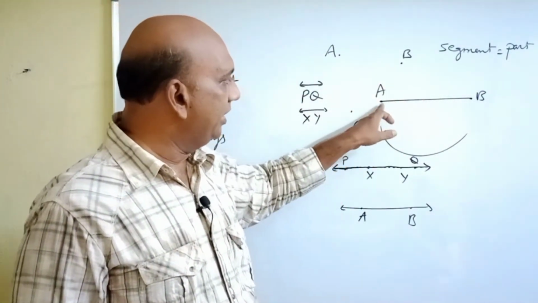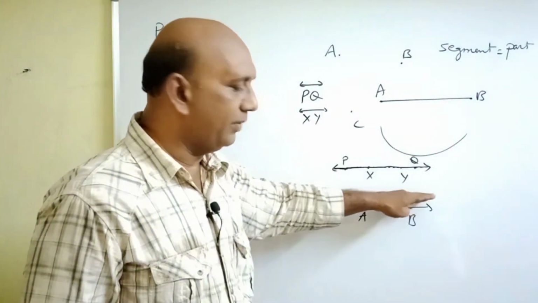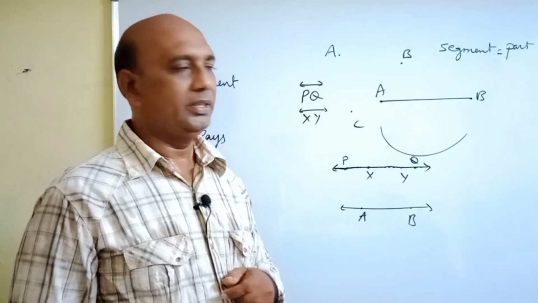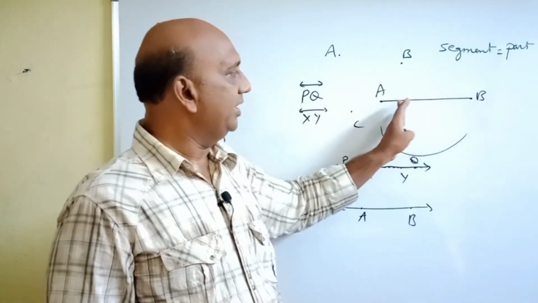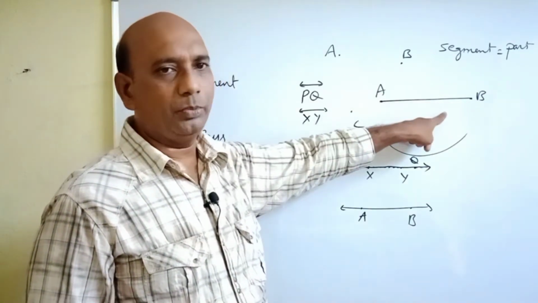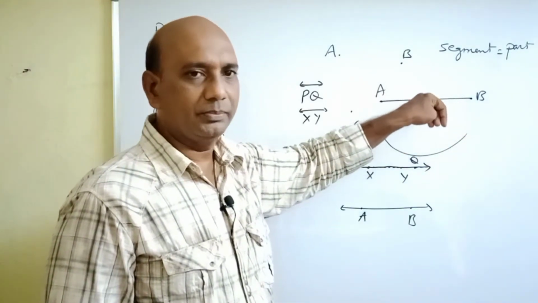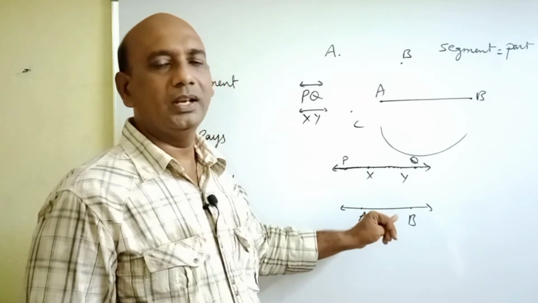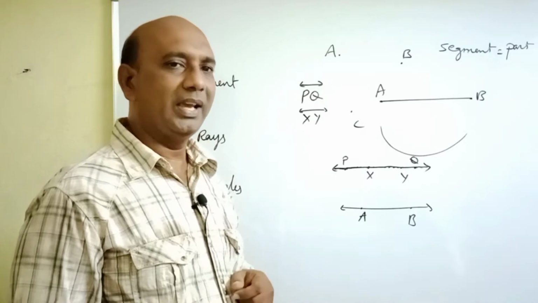So this side A is the end point and that side B is the end point. This is a part of a line. A part of a line is called a line segment. That means a line segment has two endpoints. On both sides it does not extend. So from this point to this point, this is a part of a line. Segment means part. A part of a line is called a line segment.